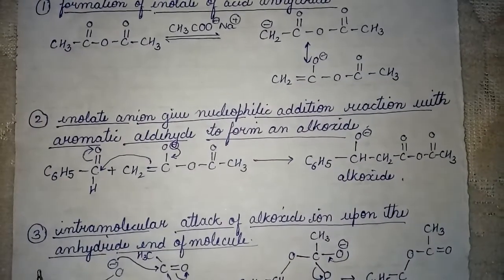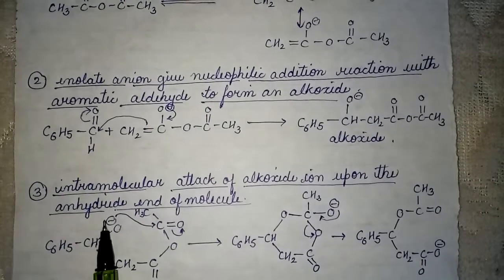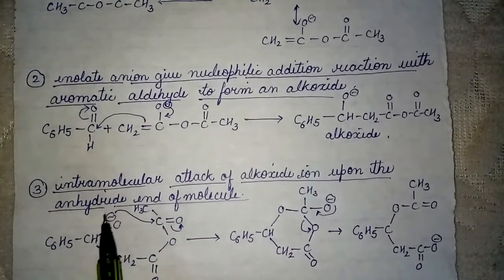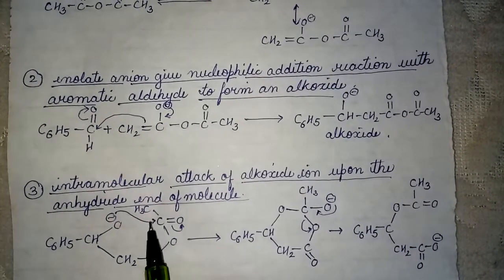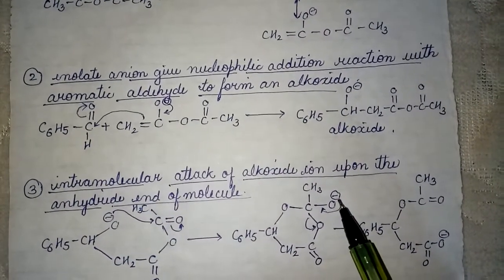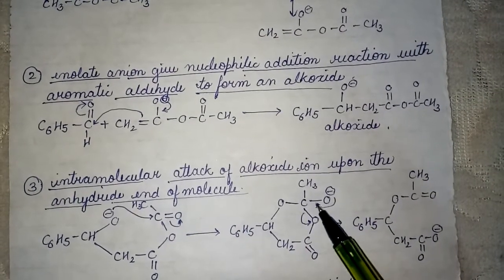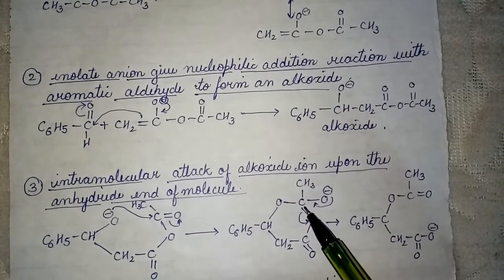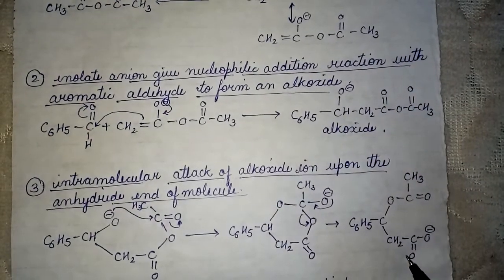In the third step, there is an intramolecular attack of the alkoxide ion upon the anhydride end of the same molecule. Here it is the alkoxide ion, which acts as a nucleophile and attacks this electrophilic site to give this adduct. Then in this adduct, the negative charge over the oxygen will move towards the bond to give the double bond with the carbon, and this double bond will get shifted towards the oxygen to give the carboxylate ion.